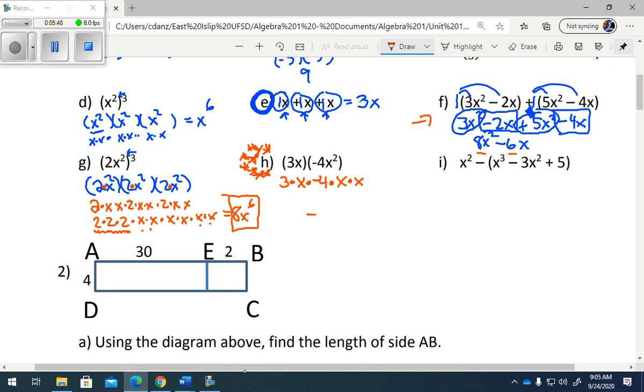3 times negative 4 is negative 12. X times x times x is x to the third. I have a monomial as an answer.